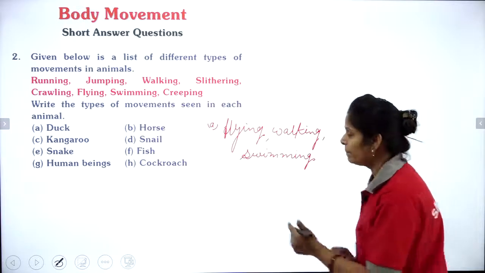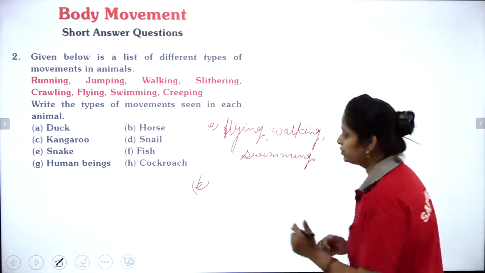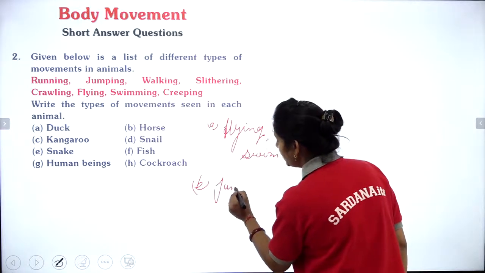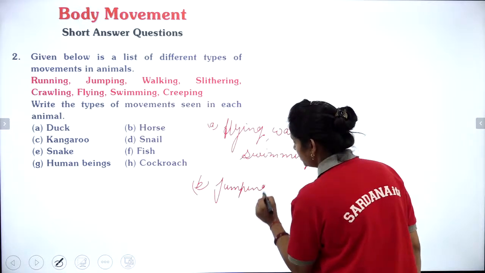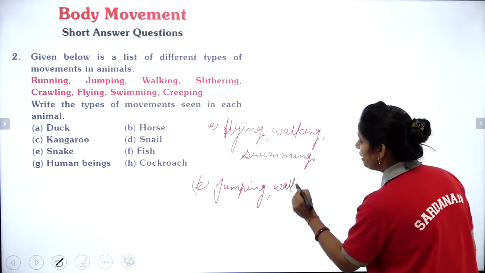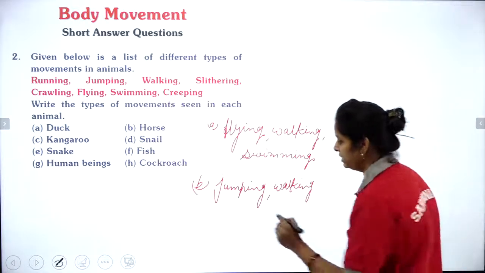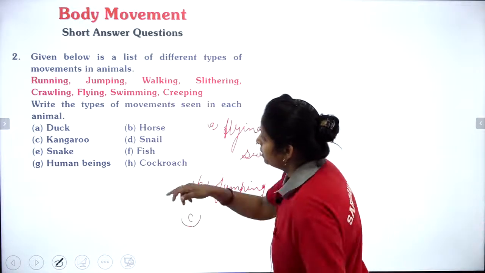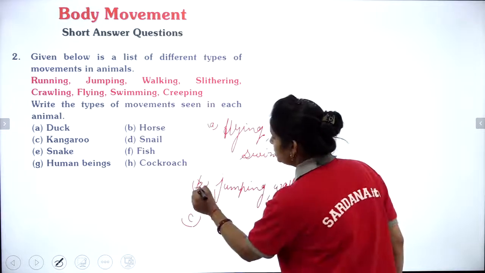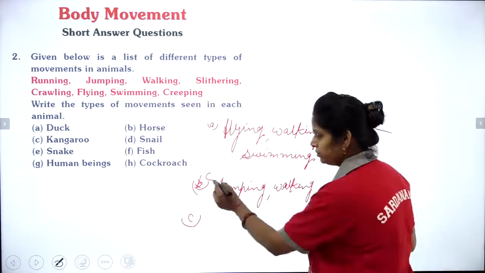Now we'll talk about B option, horse. Which type of movement can be seen in horse? You know, they can easily walk and they can run also. So for this we will write down here running, running and walking. These two types of movement can be seen in horse. C I have already told you here. Now we'll talk about D option.